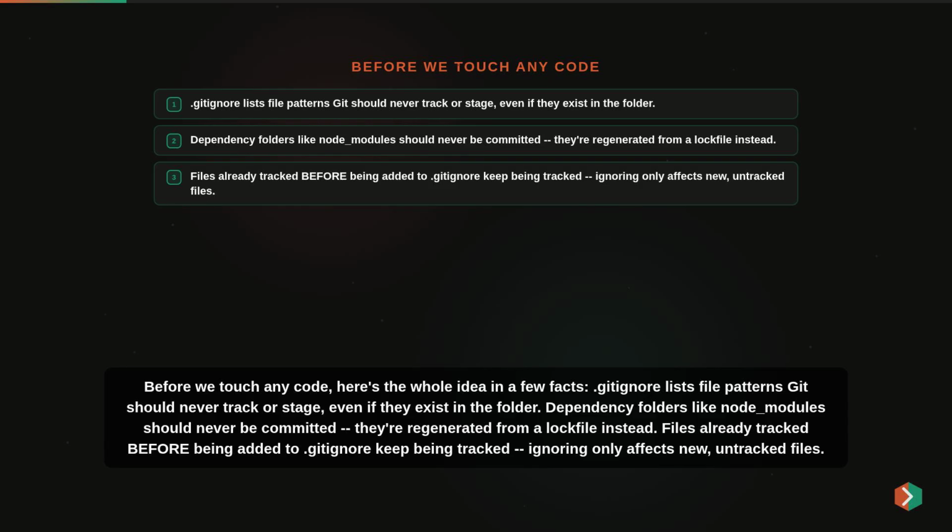Gitignore lists file patterns Git should never track or stage, even if they exist in the folder. Dependency folders like node_modules should never be committed, they're regenerated from a package file instead. Files already tracked before being added to .gitignore keep being tracked, ignoring only affects new, untracked files.